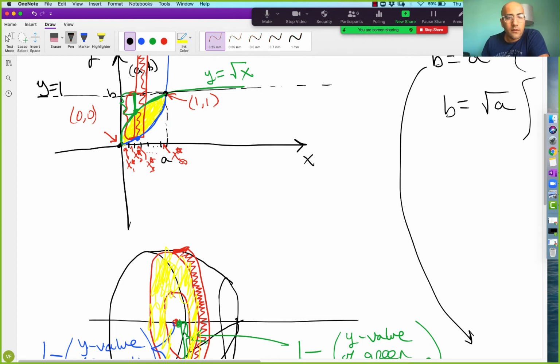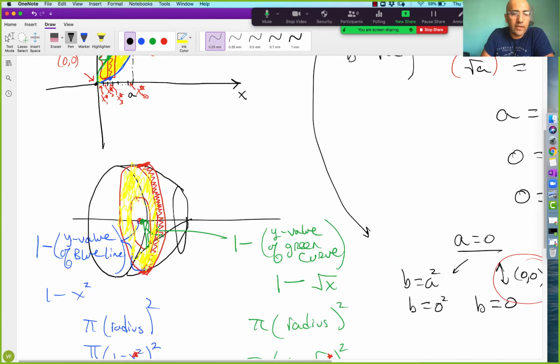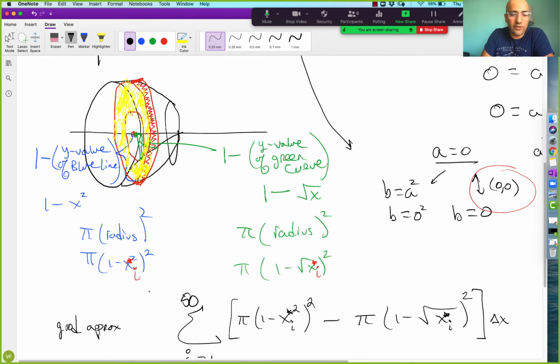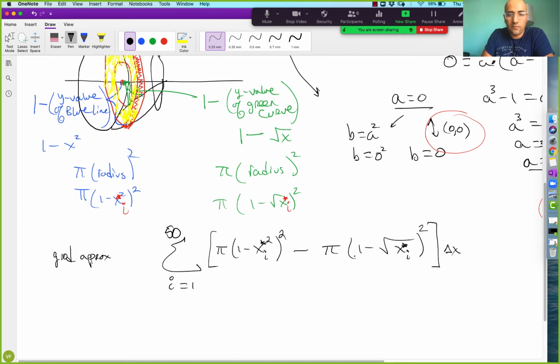right? Okay, so we have 50 coins, and a good approximation for the volume would be to find the volume of those 50 coins and add them together. That gives you a pretty good approximation. So that's what this is. Any questions about this right now?